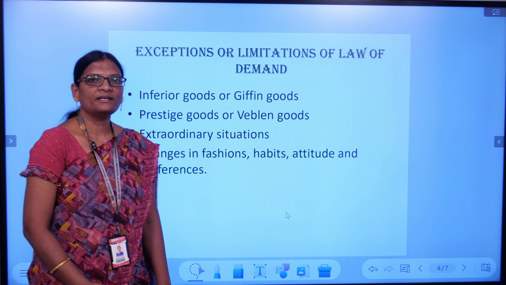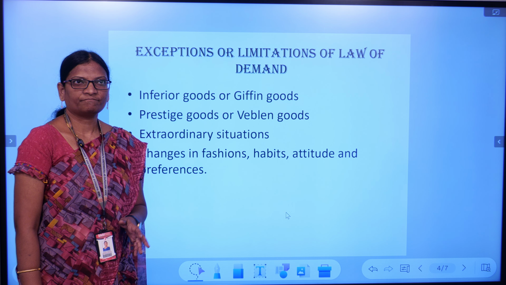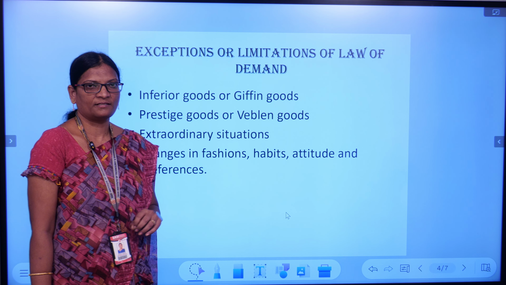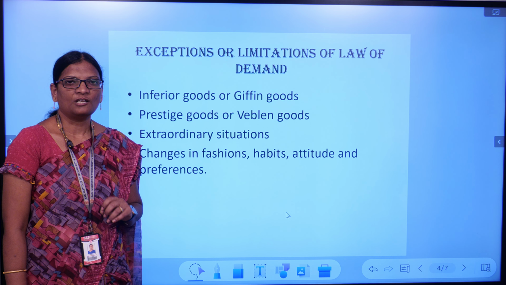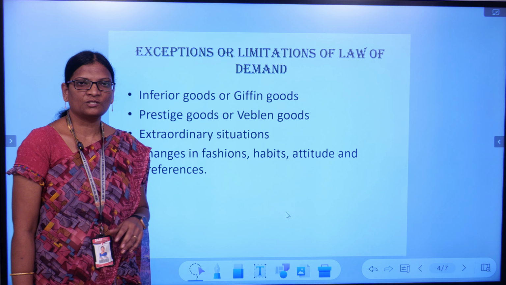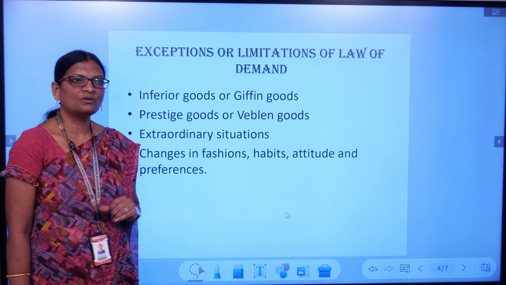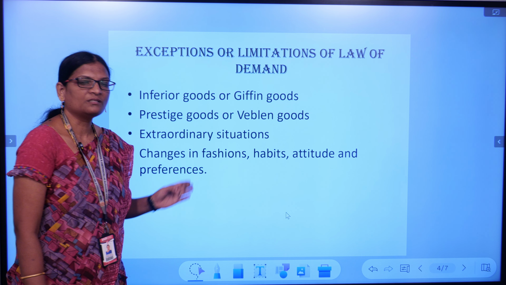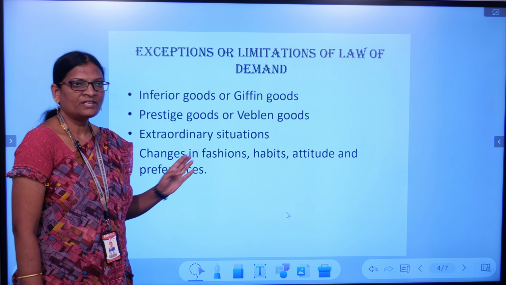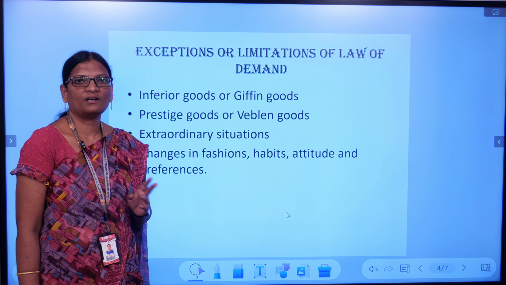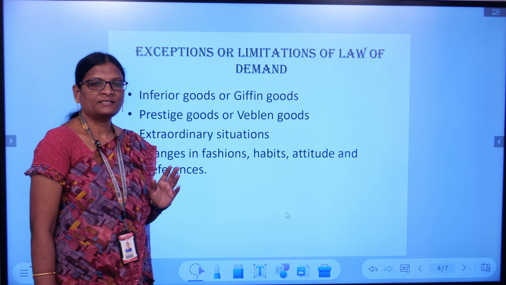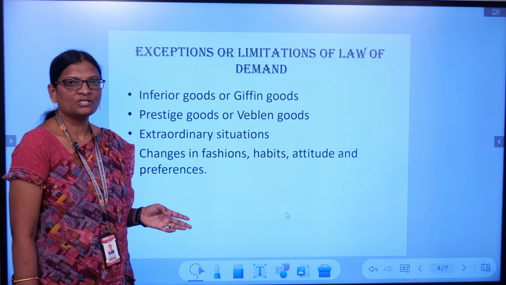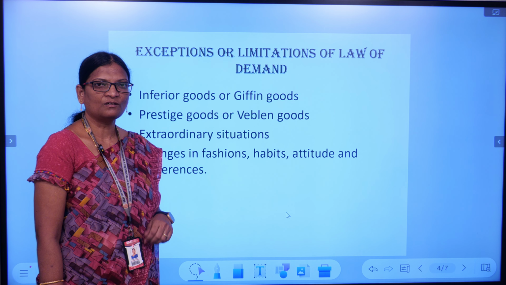But this law of demand has some limitations. It may not be applicable in all situations, in all cases. So it has some exceptions. Law of demand may not be applicable in all cases and all situations. Those exceptions are also called limitations of law of demand. So these are the situations where we can't apply the law of demand. Every time when price falls, demand won't rise. Every time when price increases, demand won't decrease. So those are exceptions of law of demand, or we can say limitations of law of demand.